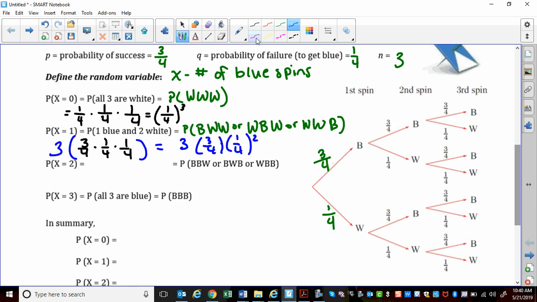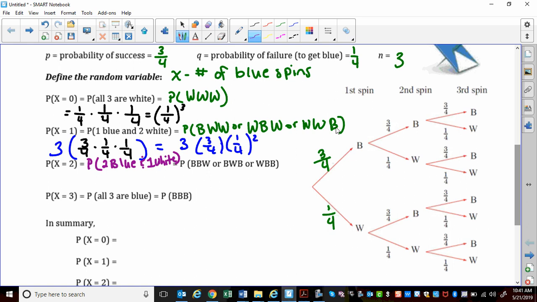Let's do the third one. So the probability of X equal 2 means we're going to have 2 blues and 1 white. We could have done blue, white, blue, or blue, blue, white, or we could have a white first and then a blue and then blue. And I think that's the only 3 ways we have.